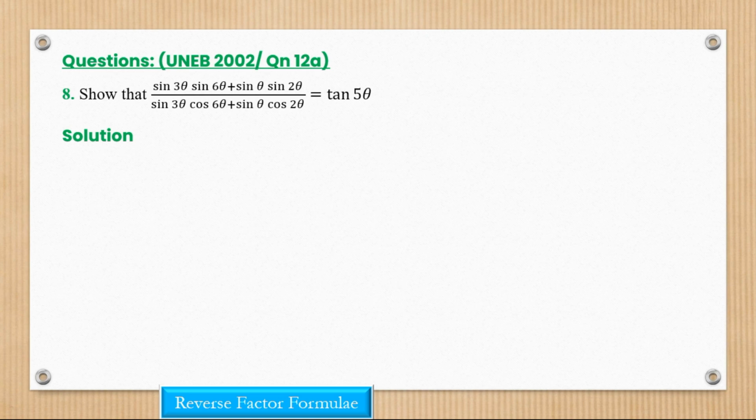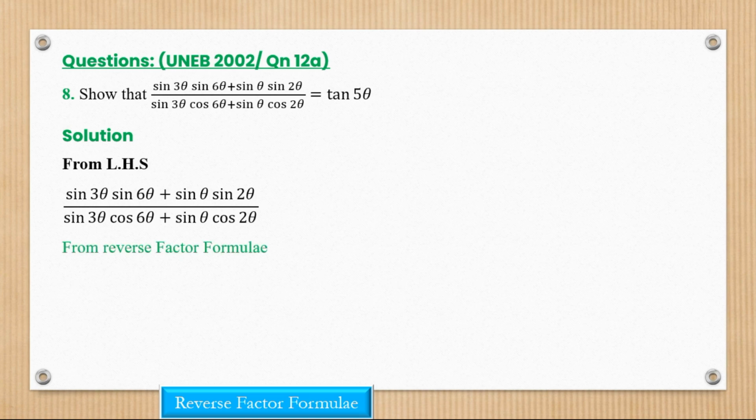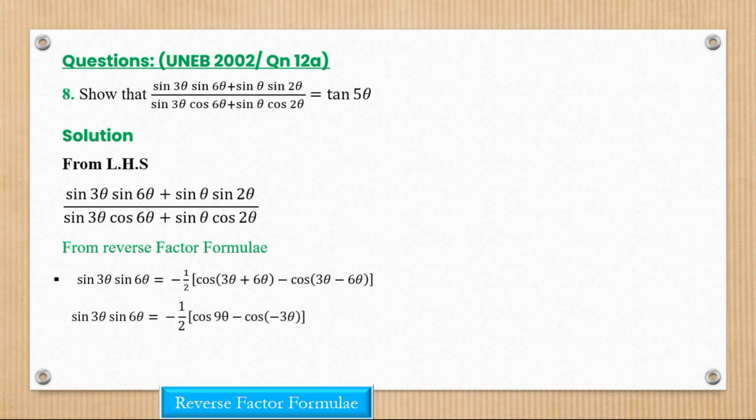So let's try to solve this. But before we do that, we're going to first convert these into a simpler format using the knowledge of reverse factor formula. So we have that. Let's first deal with them one at a time. So for the sine 3 theta, sine 6 theta in reverse factor formula, it becomes that. So we have this adding that and then minus that. When we solve that and simplify, we end up with these values.